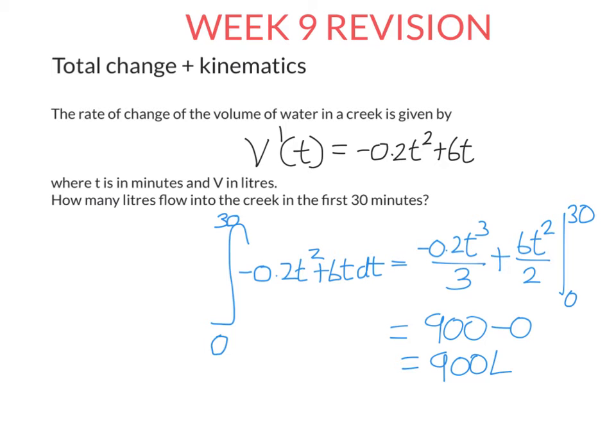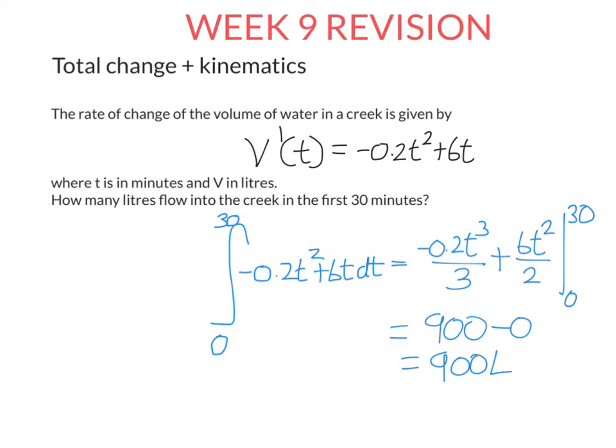We don't know how many litres there are after 30 minutes. We don't know how many litres there were originally, but we know that there are 900 more litres after 30 minutes than there were at the start. And that's what we're finding with total change. So we've integrated the rate of change of volume function to find the total change in volume. So if you want to find the total change in something, and you know the rate of change function, you can just integrate the rate of change function. That will tell you the total change in the function.